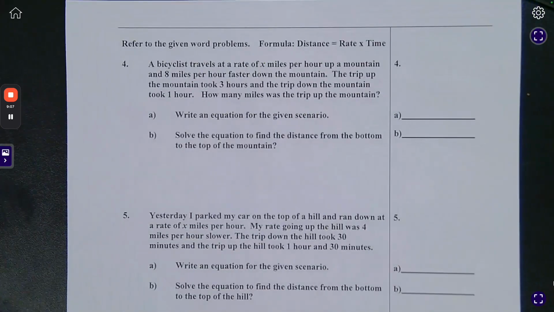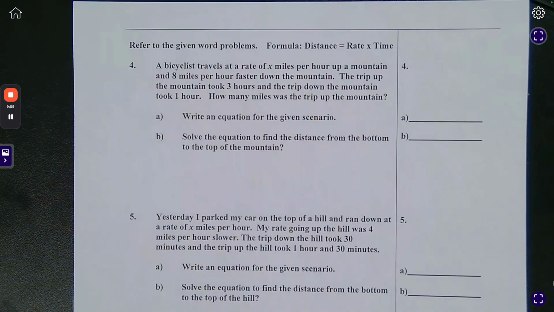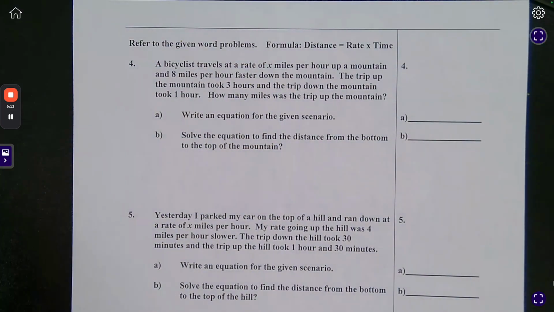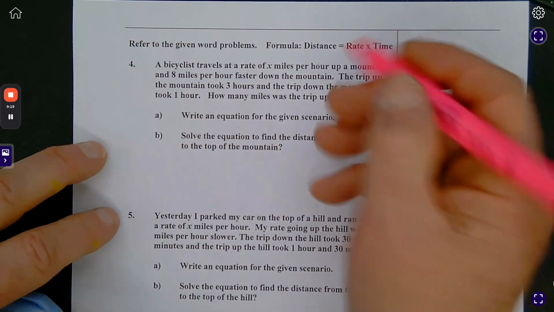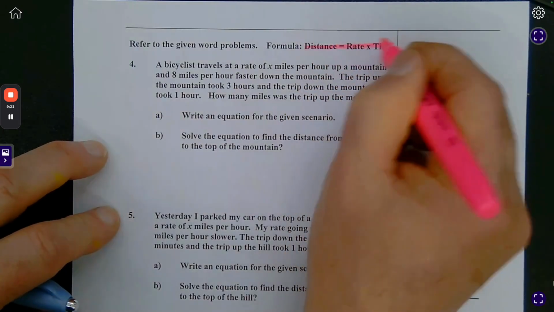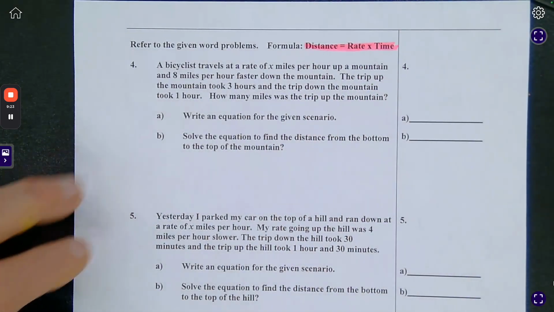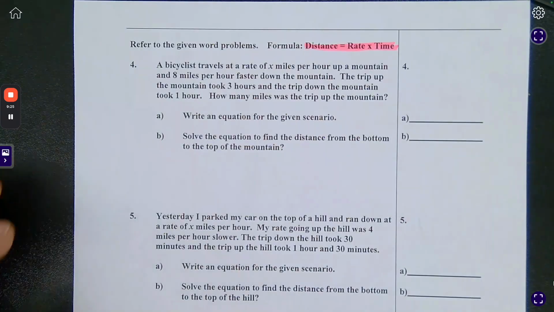Here's the back side now. Distance equals rate times time. Okay, this is a very common formula. It's a great formula. So distance equals rate times time. I'm going to highlight this formula because it's going to be very important for us. So we've got to figure out some distance, rate, and time.